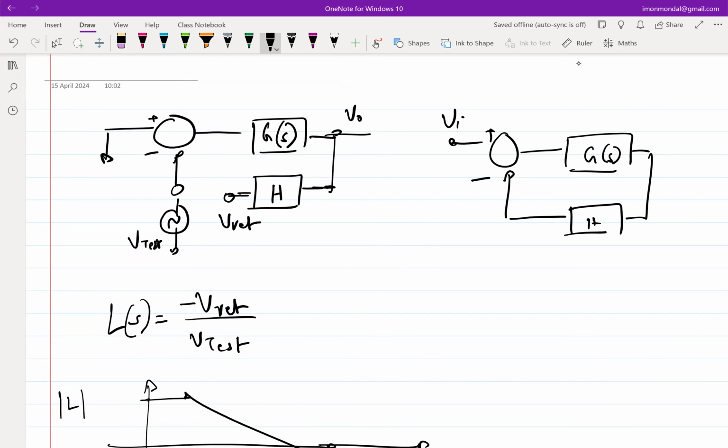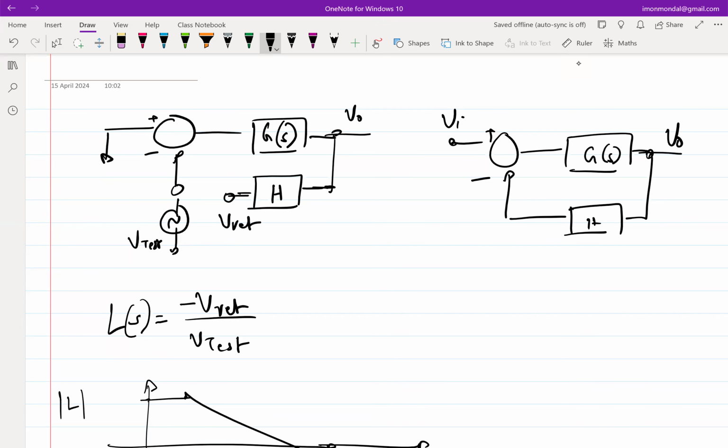Why are we doing that V-test and V-return for just evaluating the loop gain? Okay, what other ways of evaluating loop gain experimentally do you know? You were taught like directly multiplying G of S and H of S. Yes. So this is assuming you know explicitly what G of S is and H of S is. Here we don't know that. It's quite possible that you might not be able to evaluate them separately.